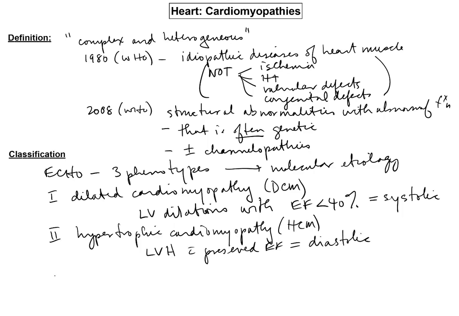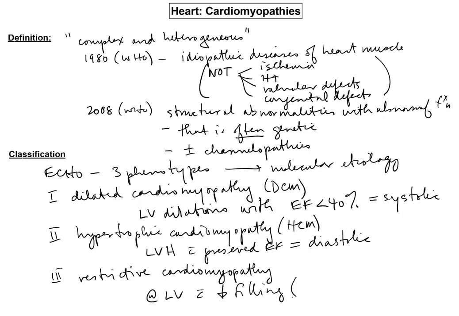And then the third and least common is going to be restrictive cardiomyopathy. And this is usually infiltrative type diseases in which we see a normal left ventricle that is associated with decreased filling. We prove it by showing that you see atrial dilation. It also is a disease of diastolic dysfunction. Let's take a look and go through these three categories.